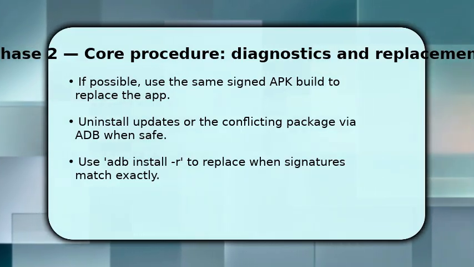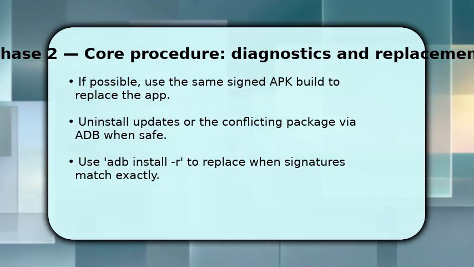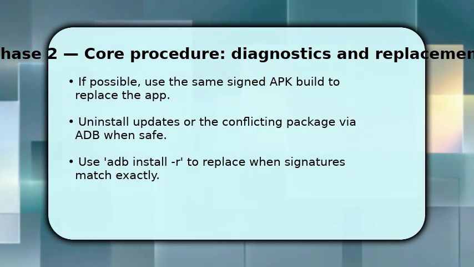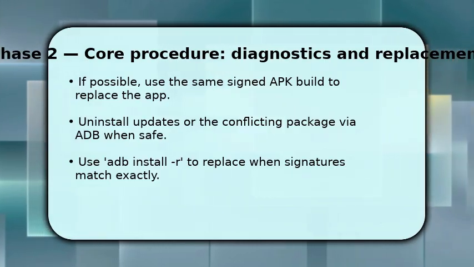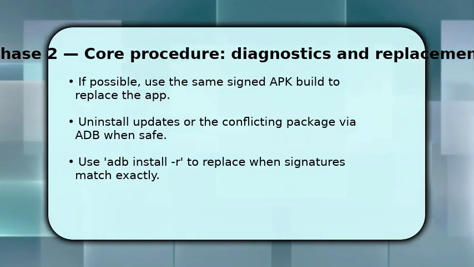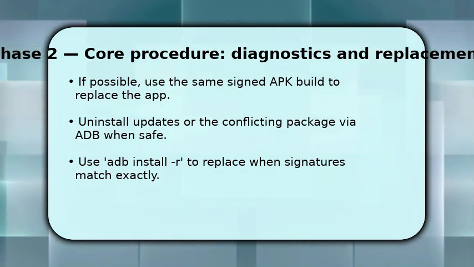If the installed package is a system app with different signing, remove user updates or uninstall the conflicting package via adb shell pm uninstall --user 0, then install the desired APK. Make sure to reboot between major changes. Reboot clears package caches and reduces residual conflicts before final install attempts.